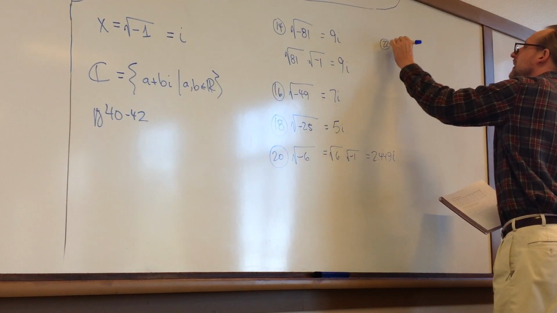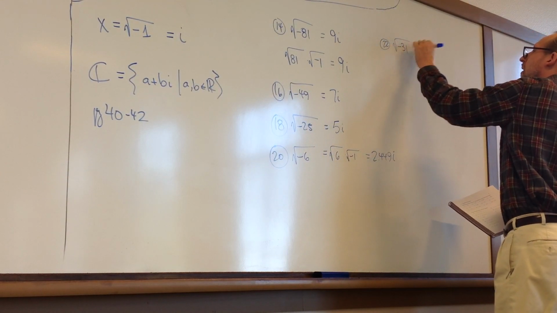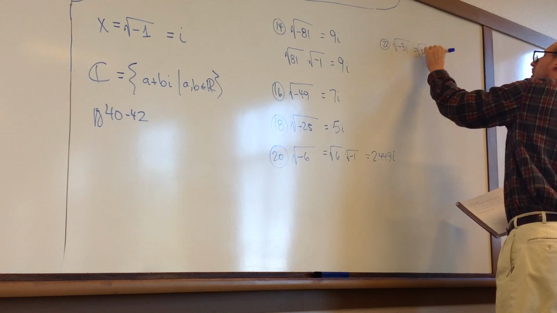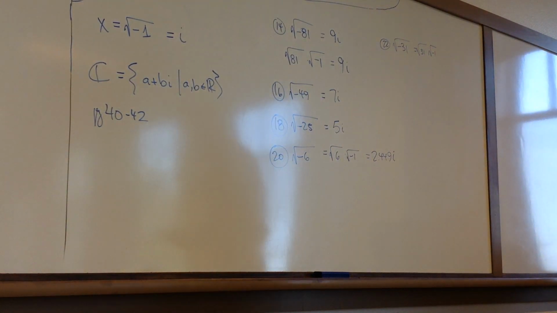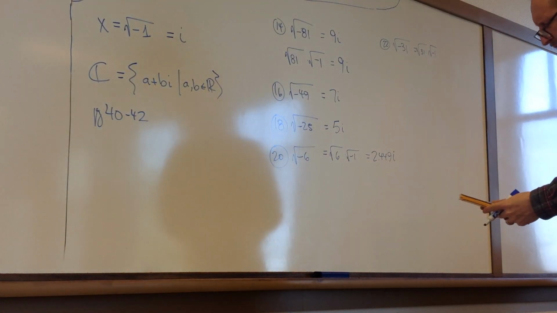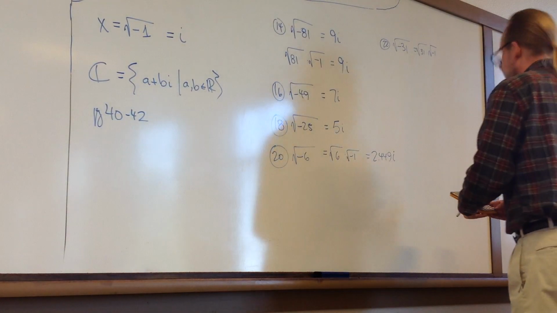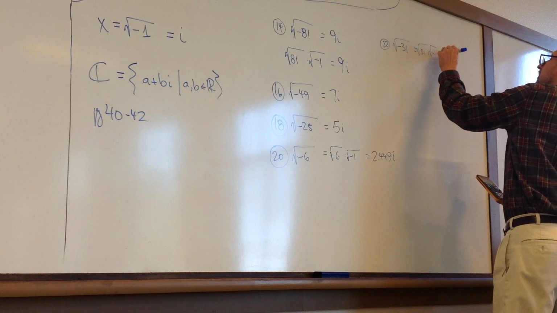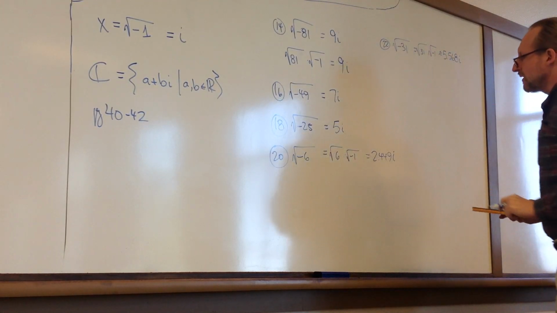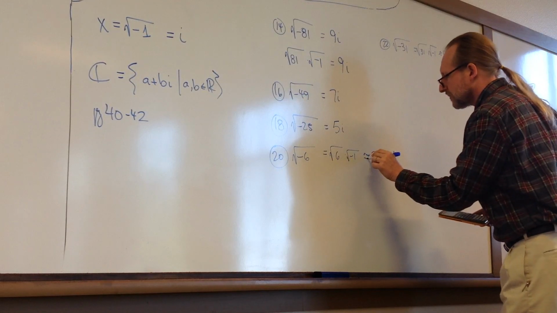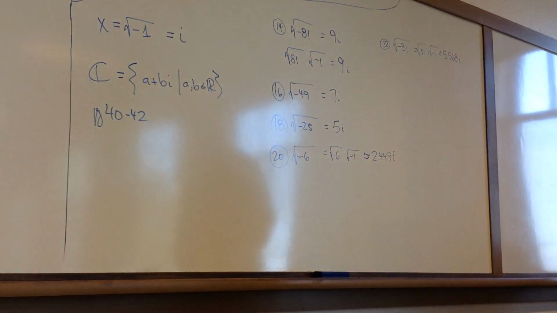square root of negative 31. So we can just find the square root of 31. That's 5.568. And then square root of negative 1 is i. Oh, and this is approximately equal to. And then there's one more of these.